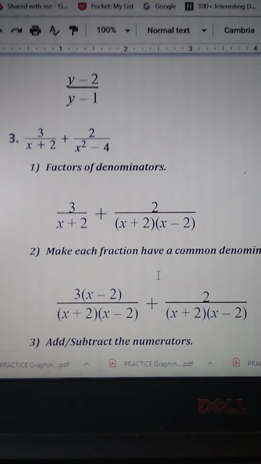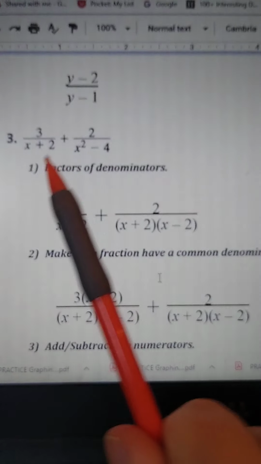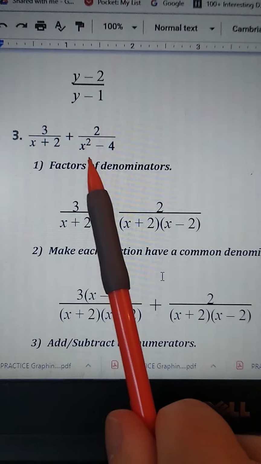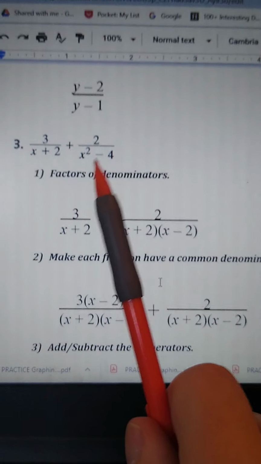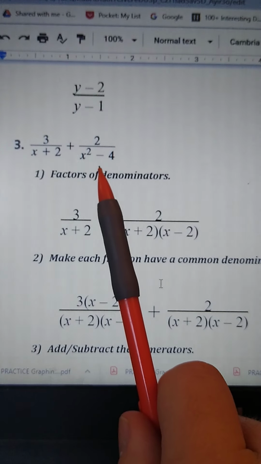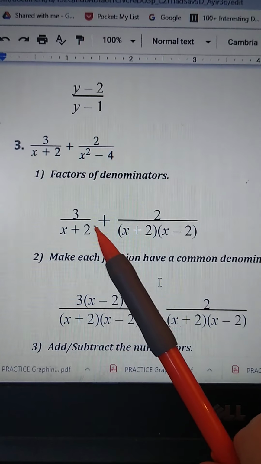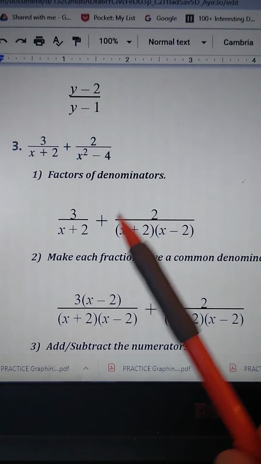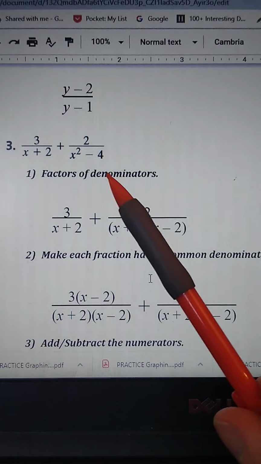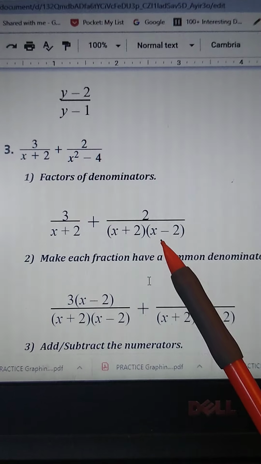All right, one more. We have to do some factoring with this. So now these two look like totally different denominators, but they're not quite different because I can factor this right one. This is a conjugate rule. So I'm going to take this and I'm going to say 3 over x plus 2 plus 2 over, and factor this denominator to x plus 2, x minus 2.